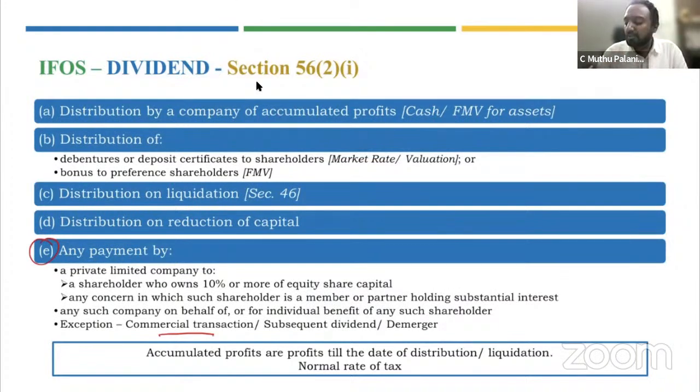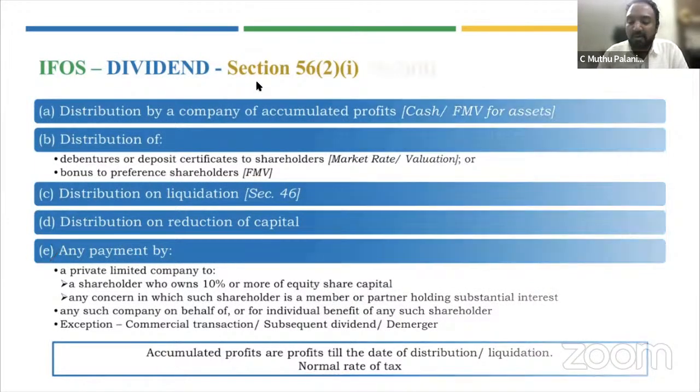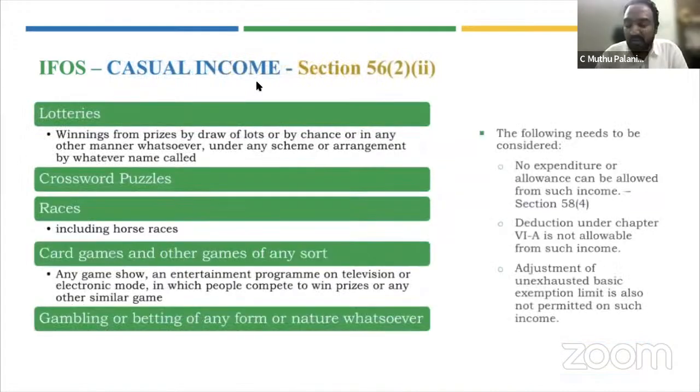That's what is gain. So basically, dividend is only to the extent of accumulated profits. Anything outside your accumulated profits will not be treated as dividend. And dividend is taxable at normal rate of tax. There are no special rates for dividend.